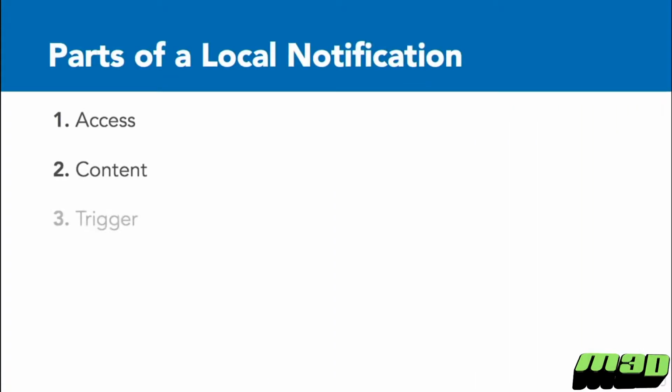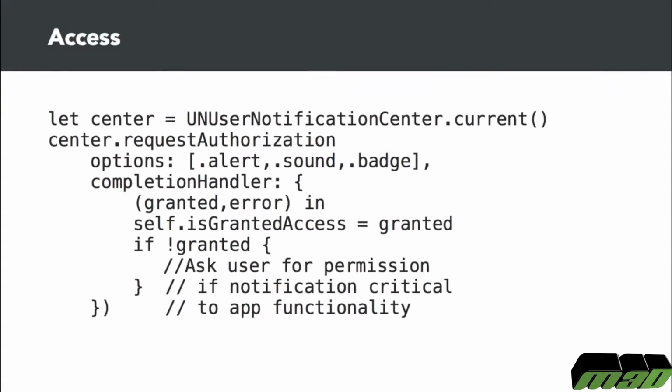There are 5 parts: access, content, triggers, requests, and categories. The first and very critical one, so critical forgetting it will get your app rejected, is to ask permission to access notifications. Early in your application launch, either in the viewDidLoad of your root controller or even better in the app delegate, use the requestAuthorization(options:completionHandler:) method of UNUserNotificationCenter.